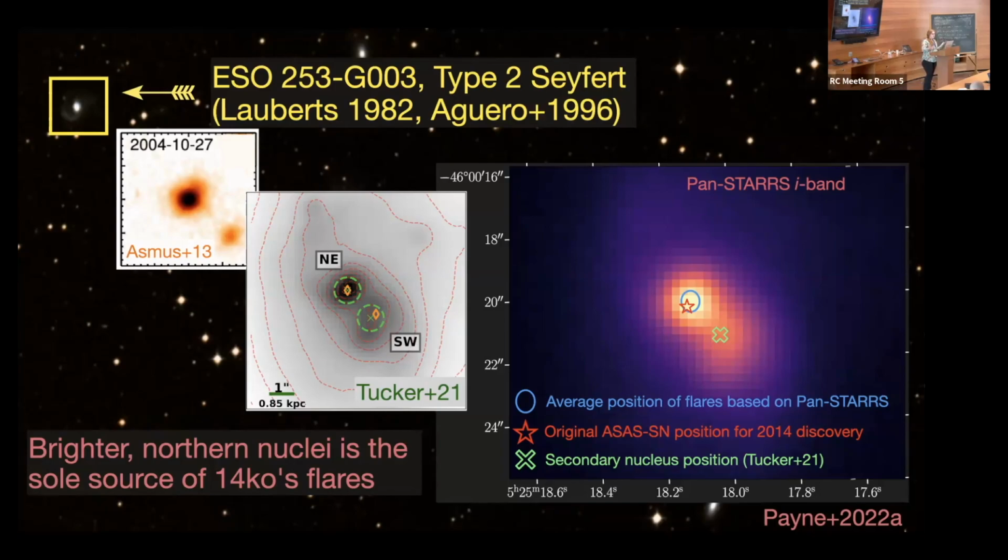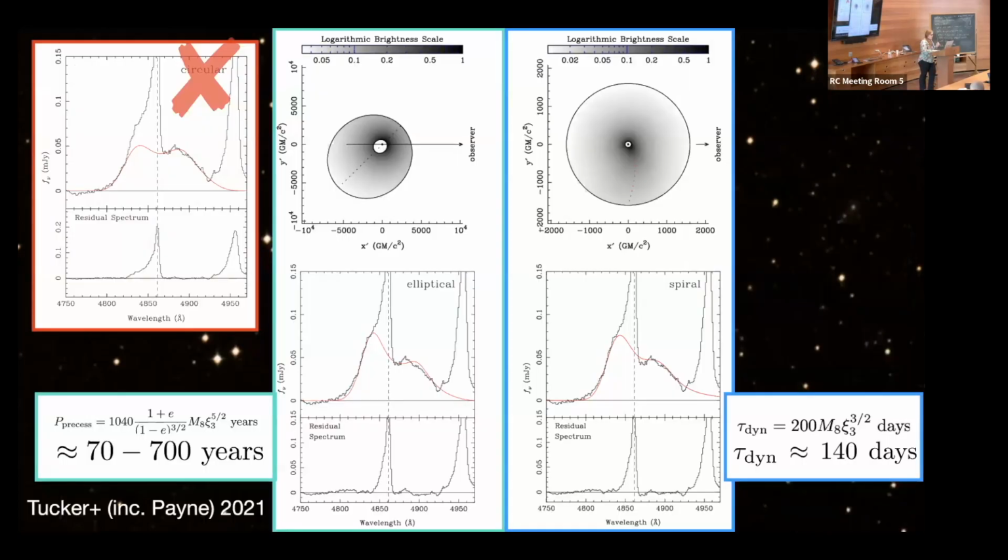And because we know that they're separated by 1.4 kiloparsecs, that's much larger than the light travel time between these two sources compared to the period. So there's no influence on the southern source compared to the northern source. So, okay, we know that the northern source is 14ko.